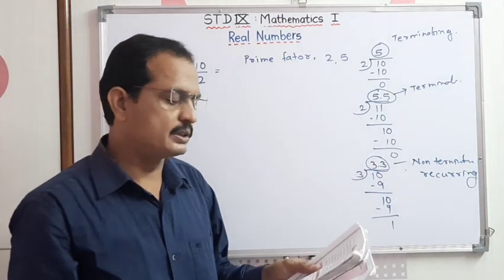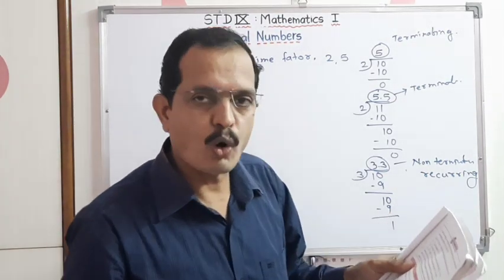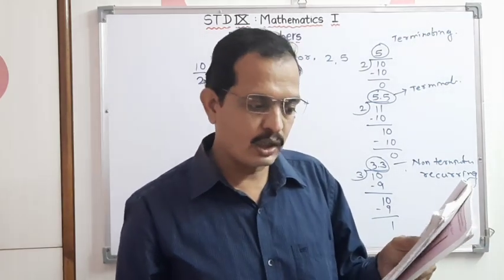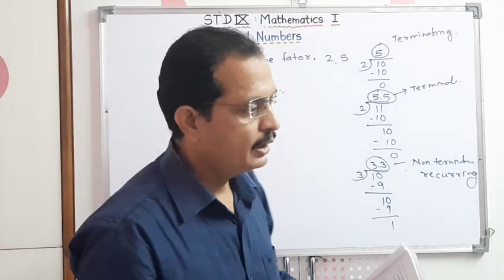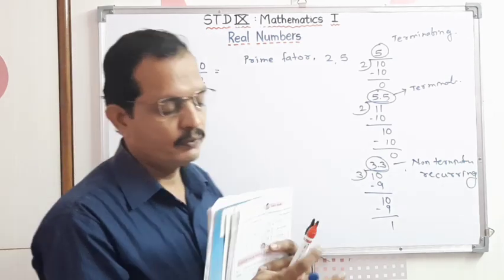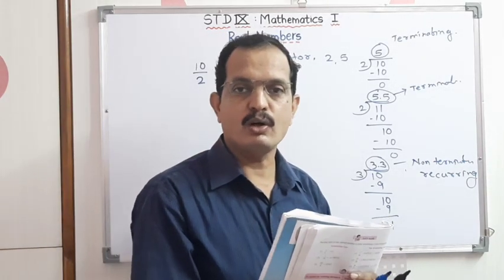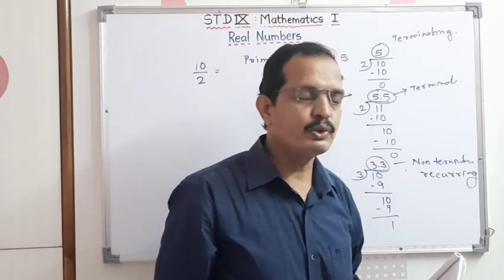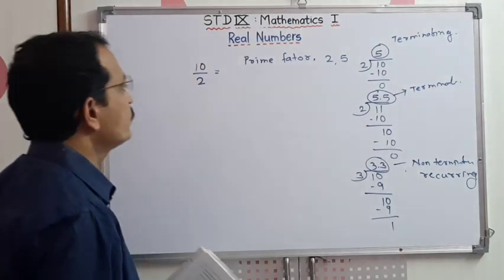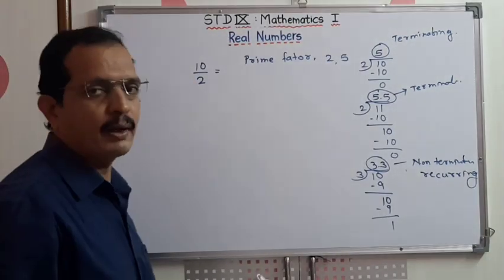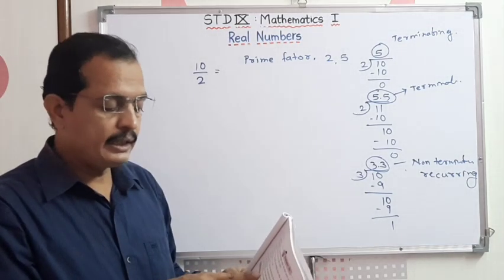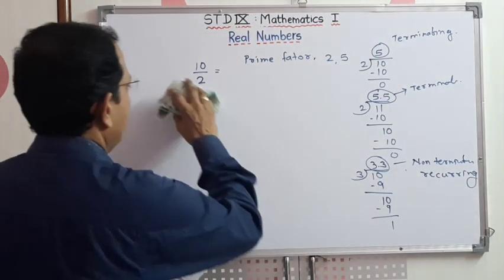If the prime factors are other than 2 or 5, then its decimal expansion is non-terminating and recurring type. That means suppose some numbers are given and we have to decide whether the decimal form is terminating or non-terminating. For that purpose we do not have to do such a division, we just have to see the denominator, and if the prime factors of the denominator are 2 or 5 only, then its decimal expansion is terminating.